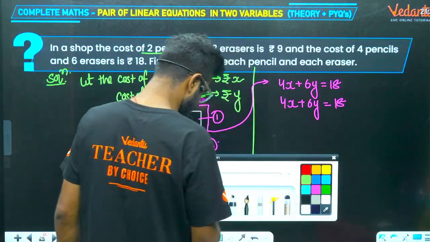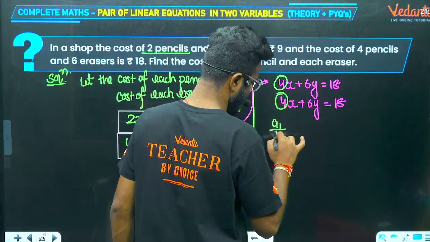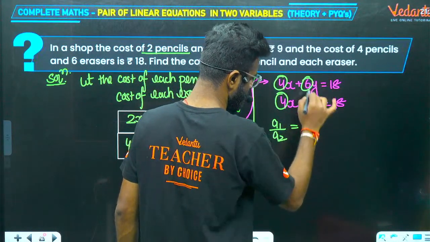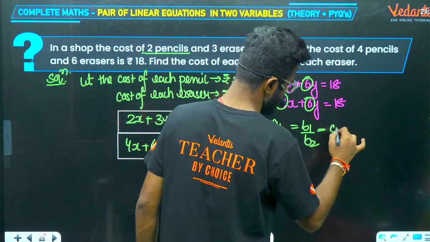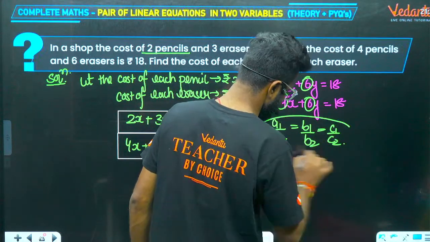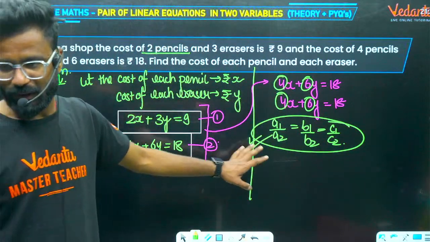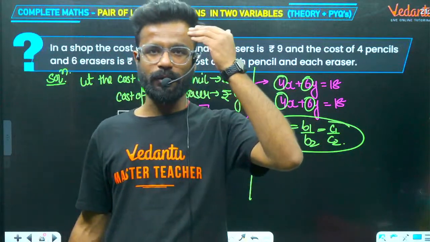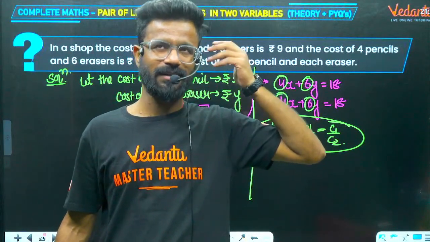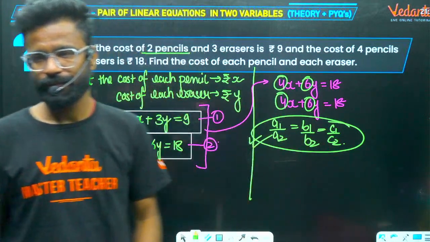We know that if a1 upon a2 is equal to b1 upon b2 is equal to c1 upon c2, then there may be infinitely many solutions, right? In exams you can use any method. It may be the substitution method or the elimination method. Okay, right.